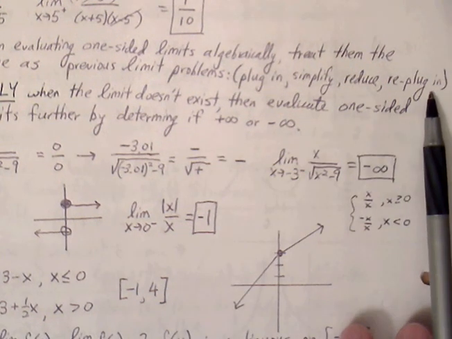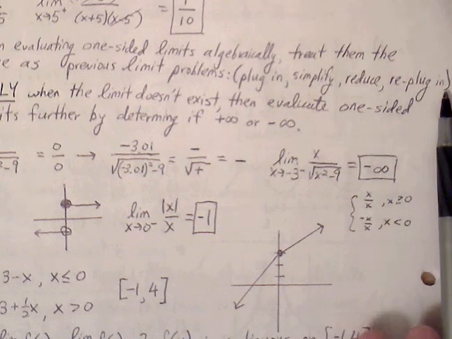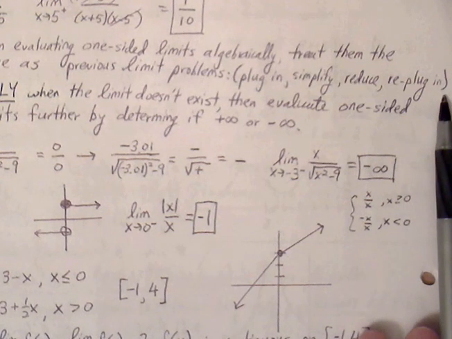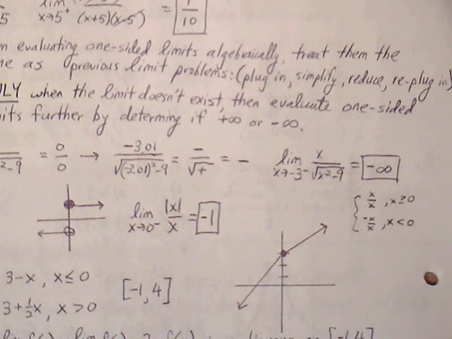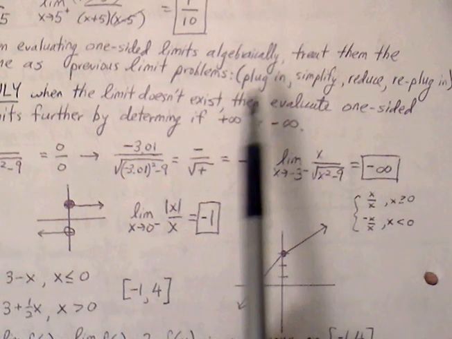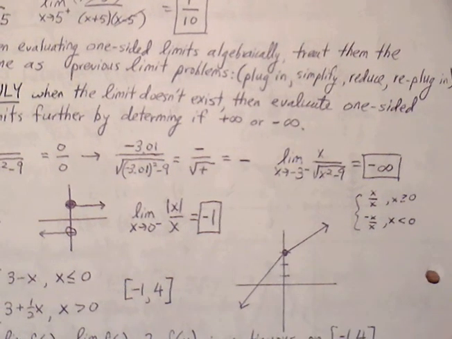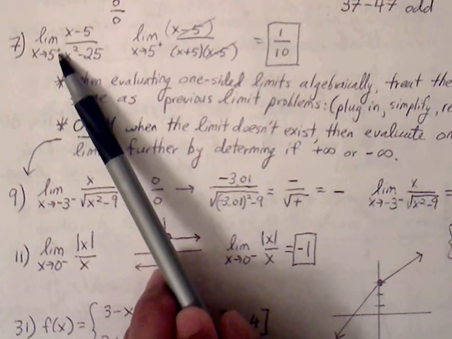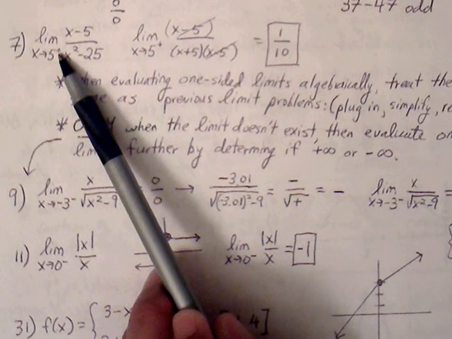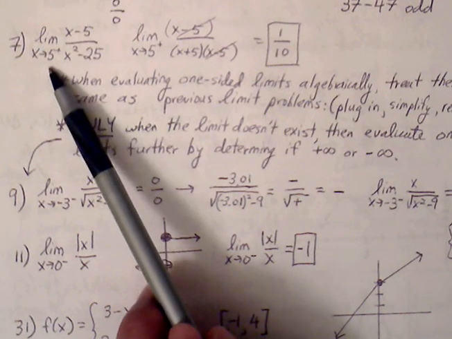So if it then does give you does not exist, then we can look at some other steps to help us figure out what the one-sided limit is. But initially, many times, your answer will look the same as a normal limit problem. So in this case, we're going to ignore the one-sided limits property for now. We're just going to deal with the 5.